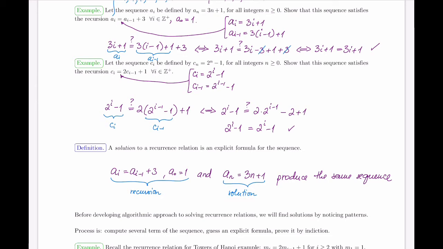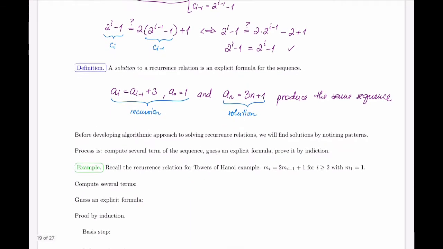Solutions, as you've already noticed, are quite powerful because I don't need to pre-compute all the previous terms to compute any term I want. So if I do want to find out what the 10th term is, using the solution, I can figure it out directly. Using the recursion, I need to figure out what my first, second, third, all the way up to 9th terms are before I can calculate the 10th term. Recursion is usually easier to set up, but a lot more work to calculate any particular term.